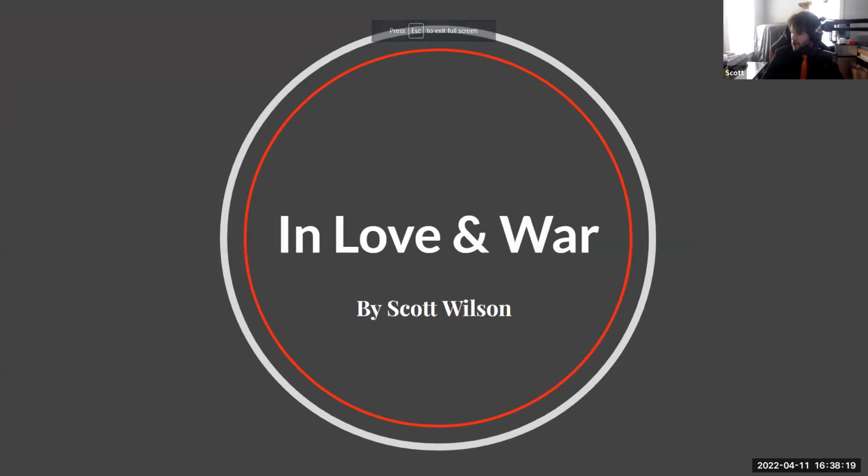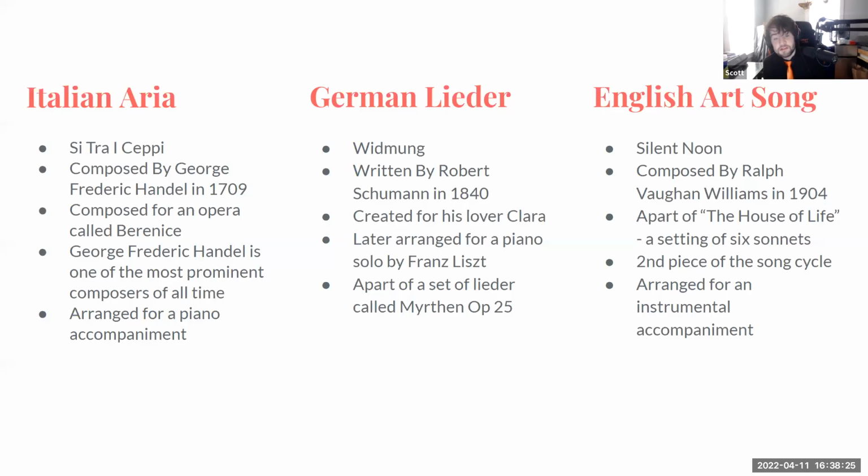All righty. So this is my project. It's called In Love and War, and obviously it's by me. So what's in this project? There are 3 pieces of music in this project, one being an Italian aria, one being a German lieder, and one being an English art song. The first one is Si Chai Ceppi. It's composed by George Frederick Handel in 1709.